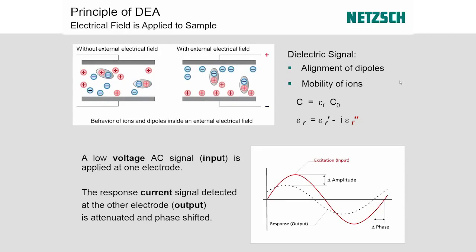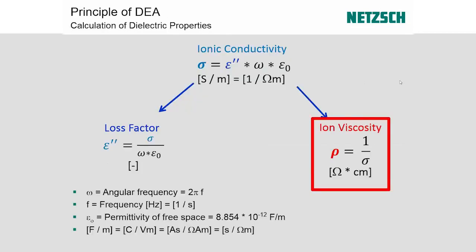With an alternating field, we're able to move those ions back and forth. And with the DEA, we can measure the resistance to that movement. And that's where we get our ionic conductivity. Now, the way that this is typically presented on the DEA is the inverse of ionic conductivity, that ion viscosity.